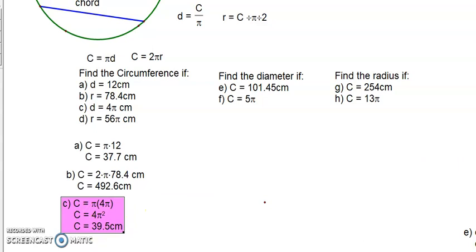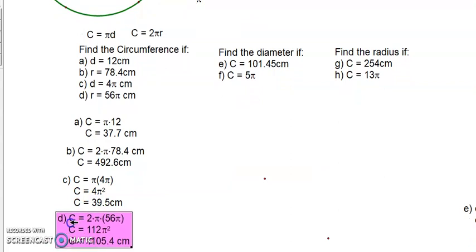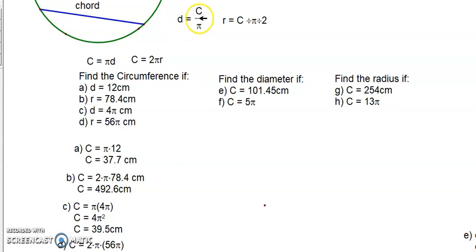Okay, D, 56 pi is my radius, so 2 pi r. 2 times pi times radius, so 2 times 56 is 112, pi times pi is pi squared, so when you multiply all this out, pi squared times 112, this is your circumference. Okay, now let's try E. I'm given the circumference, but I have to find diameter. So look for an equation that says diameter equals something. Here, diameter equals circumference divided by pi. So all I have to do is take my circumference divided by pi, and I'll get diameter.